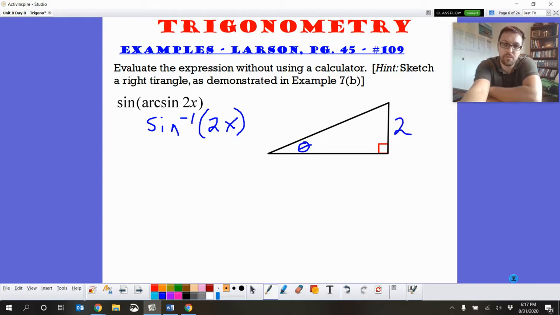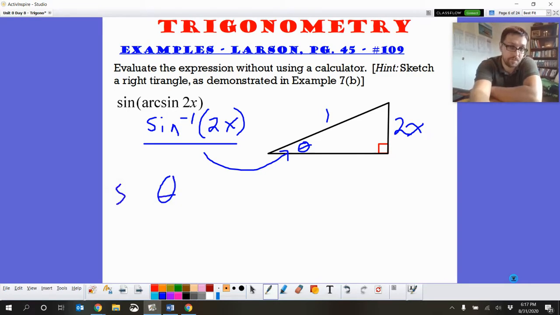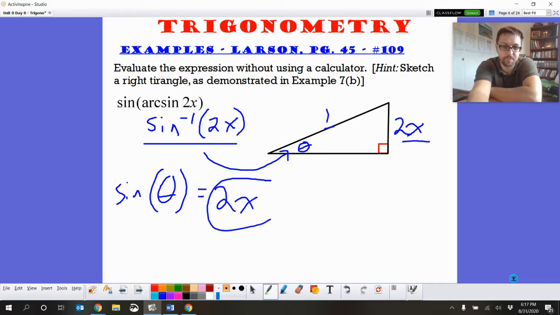So this is 2x, because sine is opposite over hypotenuse. And then we're just going to do the sine of that. So this inverse sine of 2x, or arc sine of 2x, is just whatever this angle happens to be. I don't really know what that angle is, and frankly, I don't care, because then it's just asking me, what's the sine of that angle? Well, sine is opposite over hypotenuse, so this is just 2x.